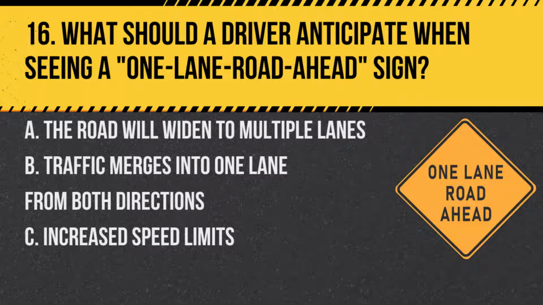Question 16. What should a driver anticipate when seeing a one-lane road ahead sign? A. The road will widen to multiple lanes. B. Traffic merges into one lane from both directions. C. Increased speed limits. Answer. B. Traffic merges into one lane from both directions. This sign indicates that the road ahead will narrow to a single lane, requiring drivers to merge.